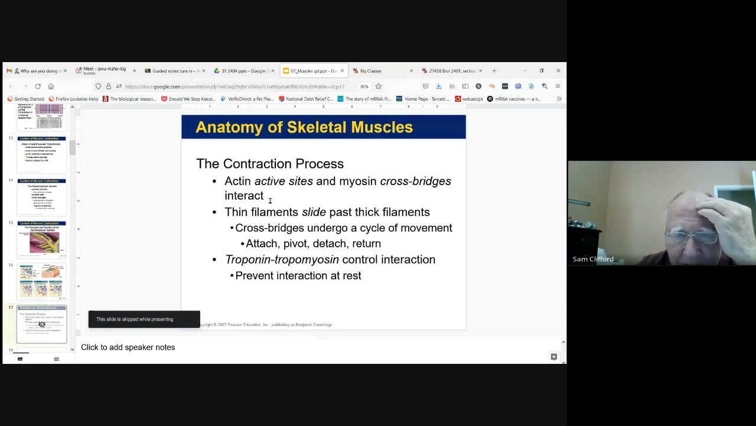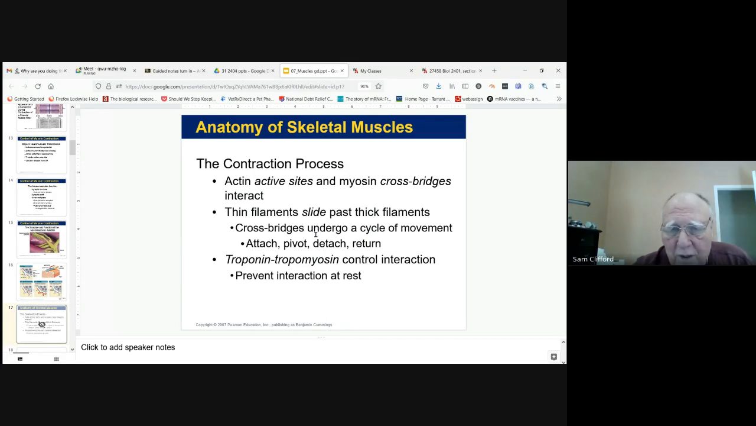So the contraction process is cross bridges formed from the myosin to the active sites on actin. It's called the sliding filament process because the thin filaments slide past the thick filaments, and they are pulled toward the center of the sarcomere by cross-bridge attachment. So these bridges attach, pivot, detach, and return. The control interaction is what the calcium does to troponin and tropomyosin. So actin has active sites, myosin has cross bridges made up of the myosin tail and the myosin head.